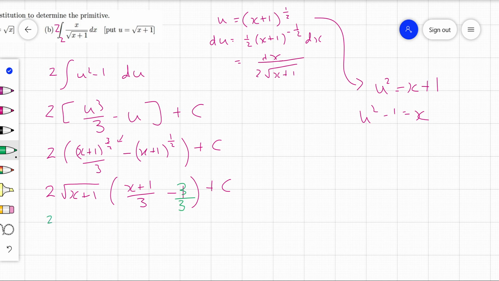So if I want to make it look pretty, let's make that a 3 on 3 instead, and pull that 3 out. So we've got 2/3, we've got square root x plus 1. So I've pulled that 3 out, so I'm going to get x plus 1 minus 3. So 2/3, just to make it look nice, we've got x minus 2 plus c.